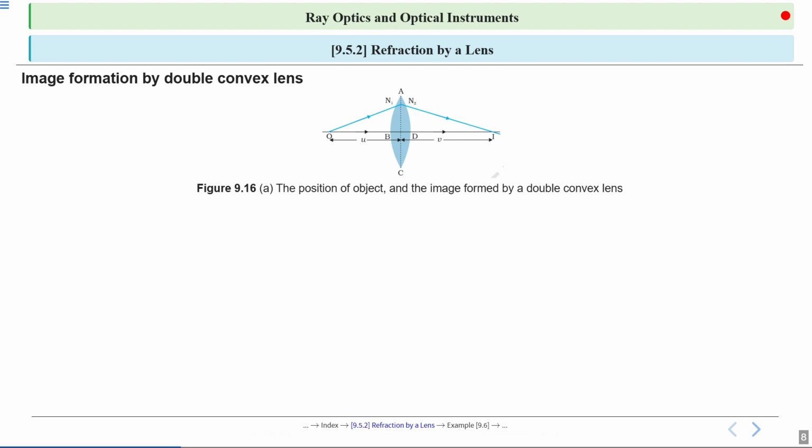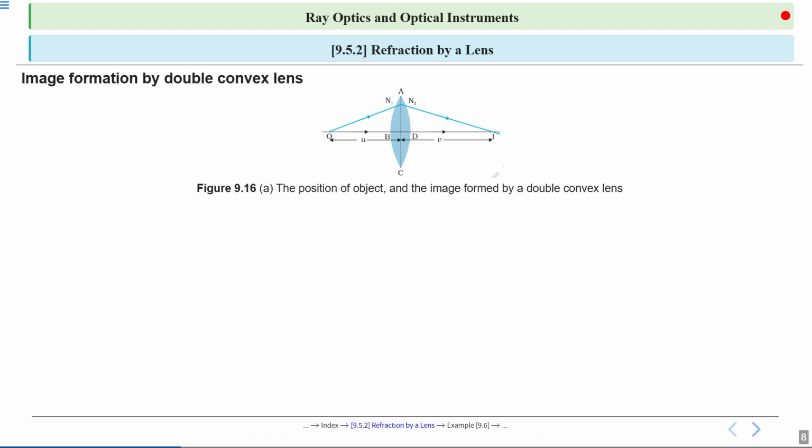So this is figure 9.6a, the position of object and image formed by a double convex lens. It is shown in the diagram. The object is O. Incident light is coming from the object and falling on the lens. After refraction through the lens, it meets at the principal axis at point I. That point I is the image of object O. U is the object distance and V is the image distance.